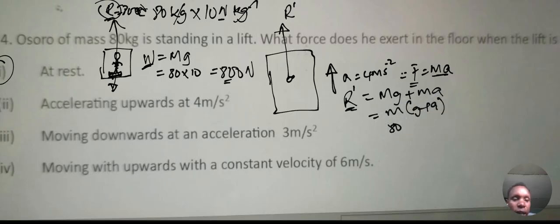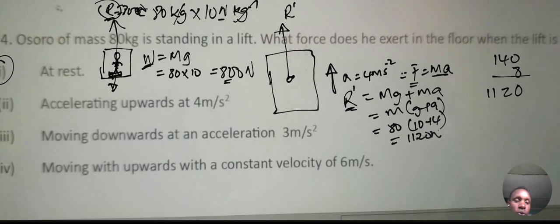And we were having 80 into 10 plus acceleration of 4. So this is 14 times 80, which is 1400. If you calculate this, this gives us a value of 1120 newtons. So ideally what happens is that Osoro weighs more if the lift is accelerating upwards.